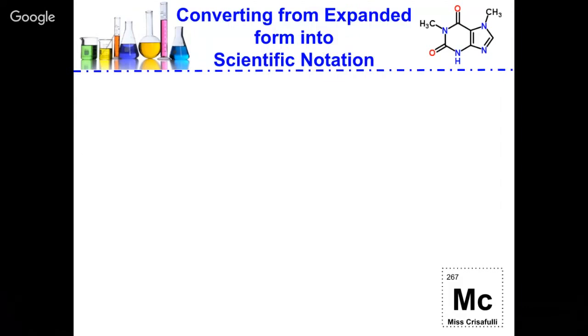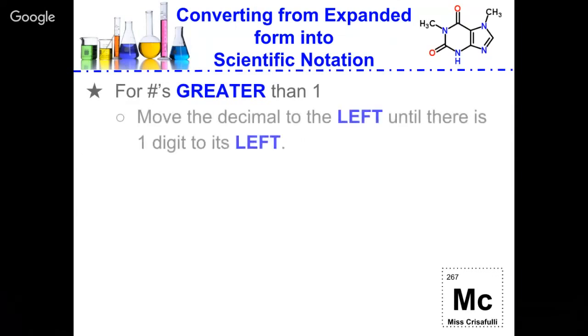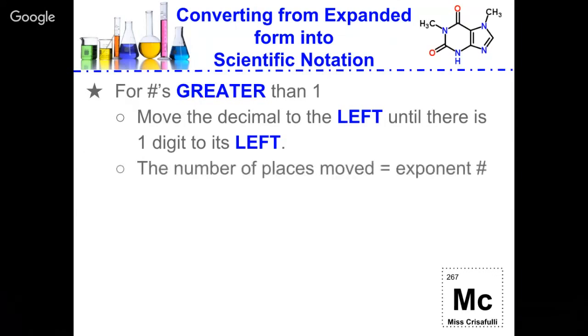So how do we convert from expanded form into scientific notation? Expanded form is when you have all of the zeros either before or after your numbers. For numbers that are greater than 1, you're going to move the decimal to the left until there is 1 digit to its left. Then the number of places you moved is going to be equal to your exponent. So let's look at an example.